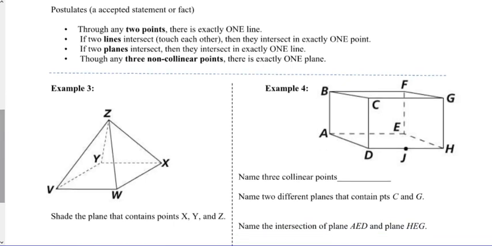Okay, postulates. A postulate is an accepted statement of fact, or fact. Okay? So, kind of like common sense. Through any 2 points, there's exactly 1 line. If 2 lines intersect, they touch each other, they intersect only at 1 point. Okay, so if I draw this and this, they only intersect right there, 1 point. If 2 planes intersect, they intersect at a line. So look wherever you're sitting right now. Look at the floor and the wall. Look where they meet. They meet at a line. And then through any 3 non-collinear points, there's only 1 plane.